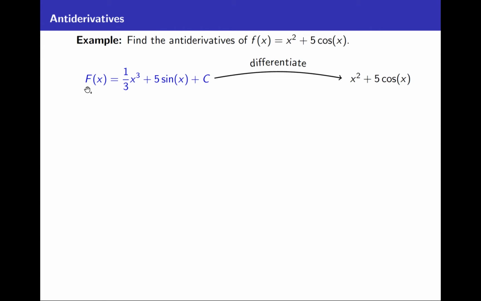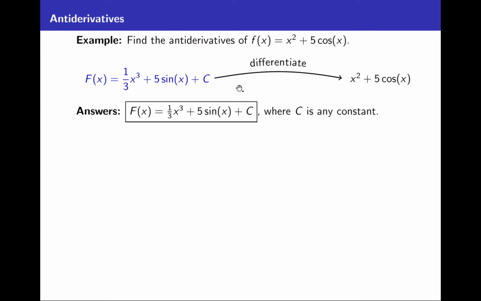So the antiderivatives of big f of x, of x squared plus 5 cosine x, are the functions big F of x equals 1/3 x cubed plus 5 sine x plus c. And there are infinitely many of them, one for every value of c. So there we go. Those are all the antiderivatives of x squared plus 5 cosine x.